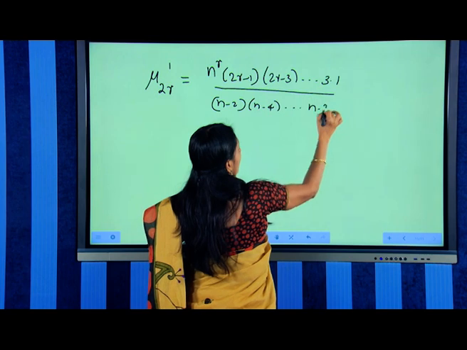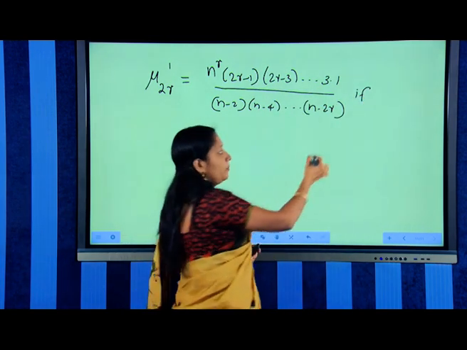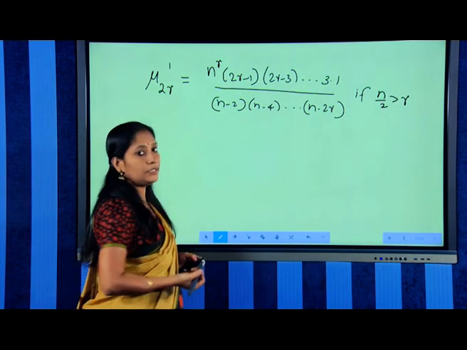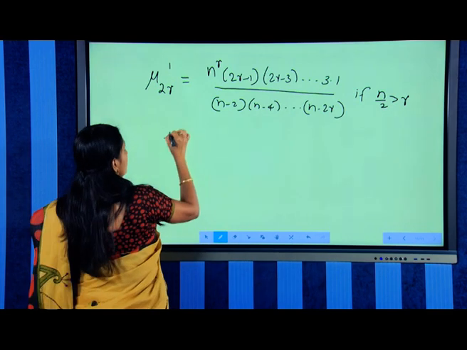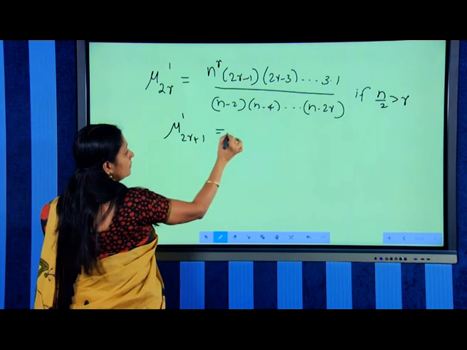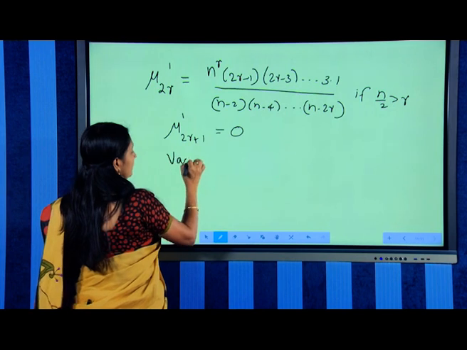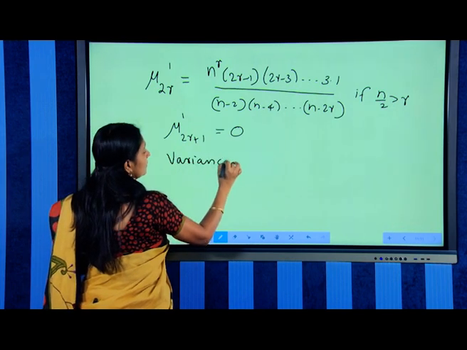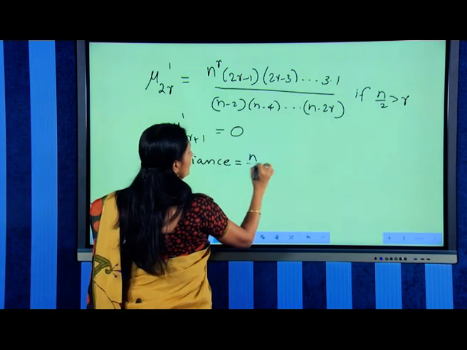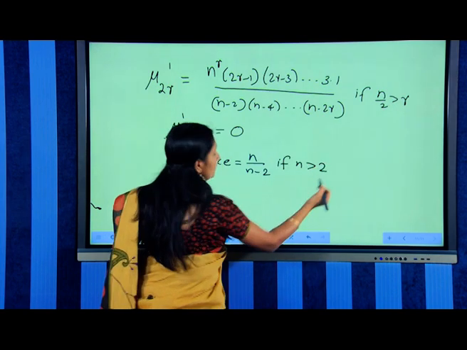n minus 2 r if n by 2 is greater than r. So, these are the even order moments, and mu 2 r plus 1 dash, as I already said, these are equal to 0. Hence, variance can be calculated as mu 2 dash minus mu 1 dash square, it is equal to n by n minus 2 if n is greater than 2.